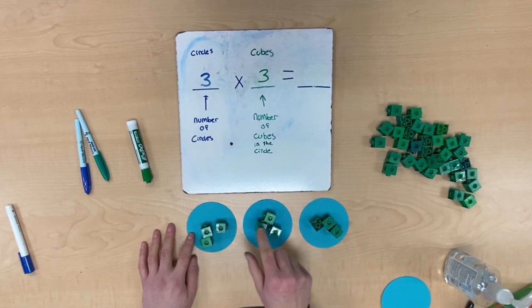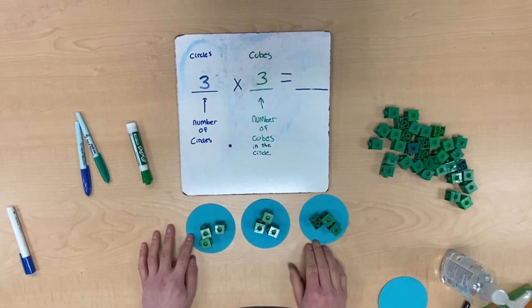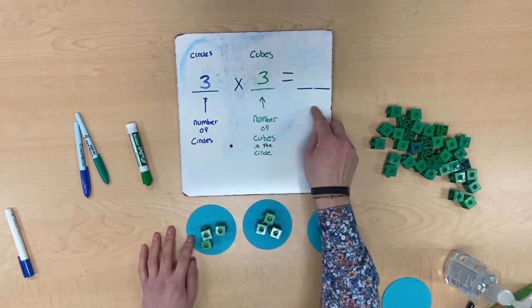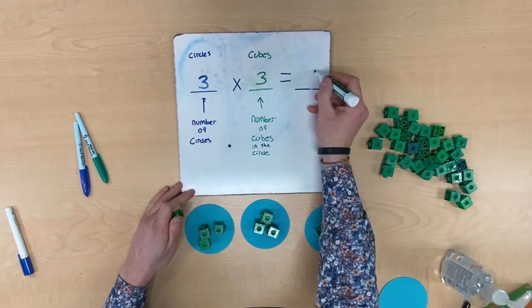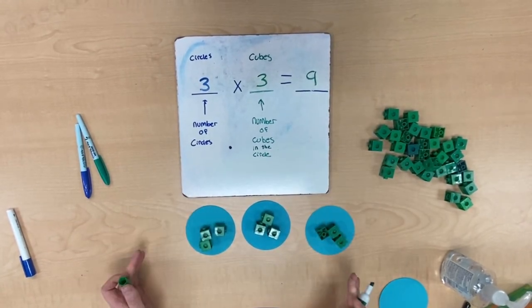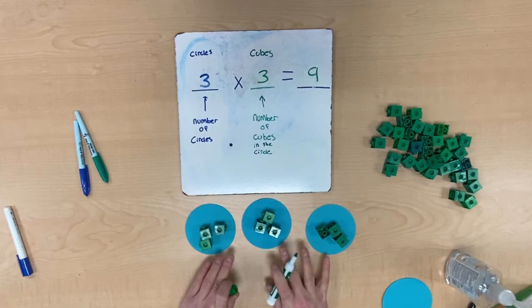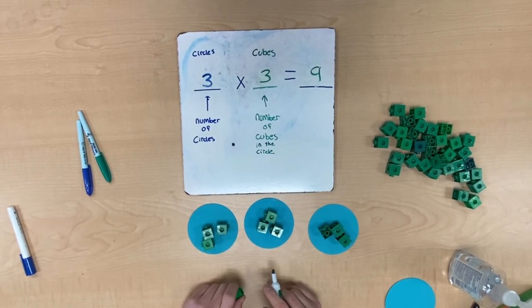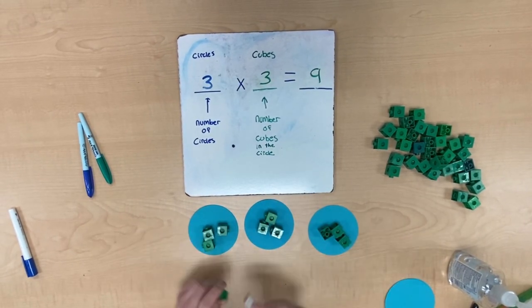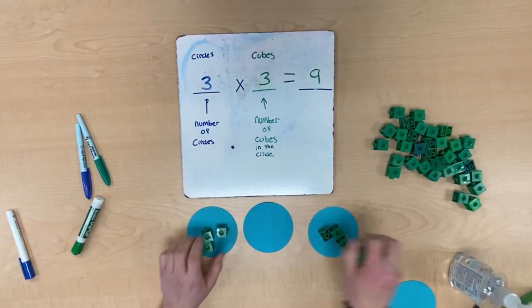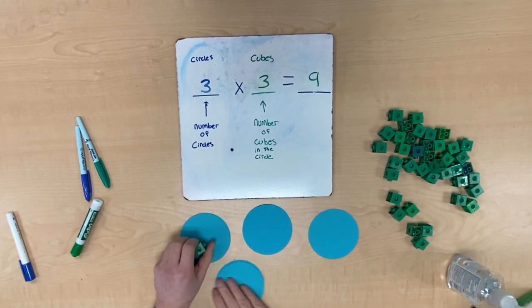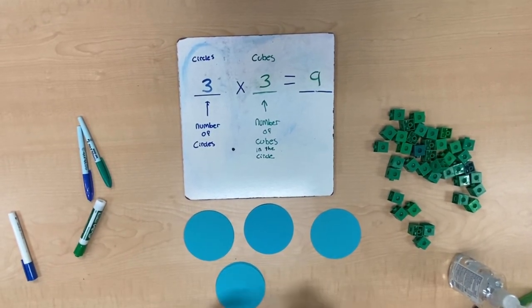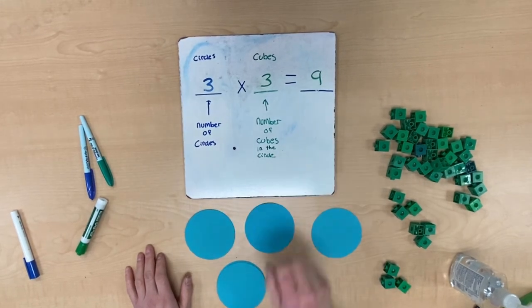So 1, 2, 3, 4, 5, 6, 7, 8, 9. So 3 times 3 equals 9, which means that we have 3 groups of 3. And then we can just go ahead and clear this out and plug and play different scenarios, different numbers of circles, different numbers of items per circle, and then we'll just go ahead and fill out the equation here on the top.